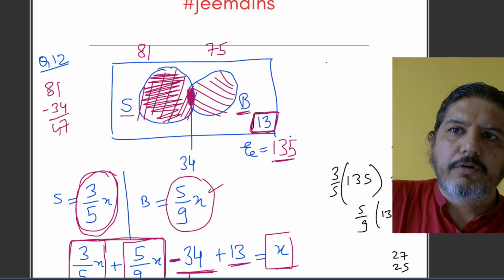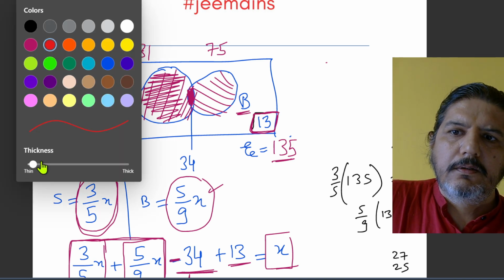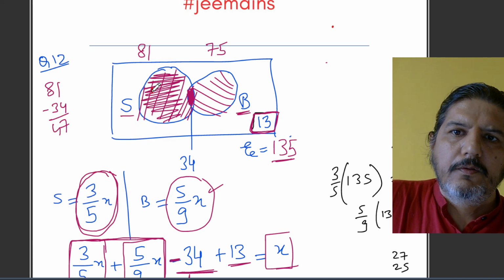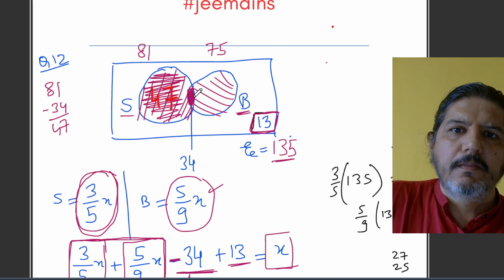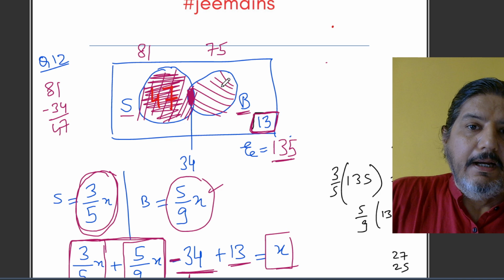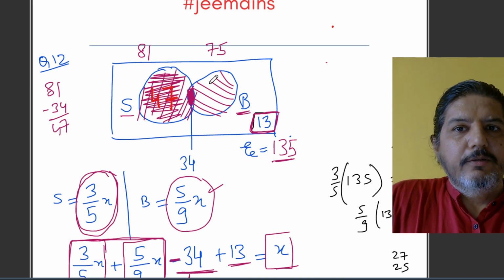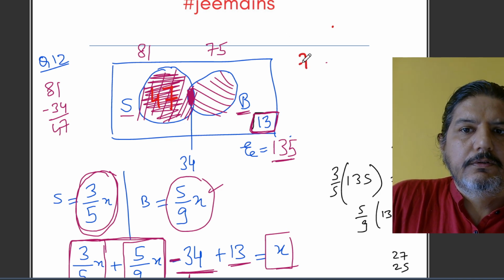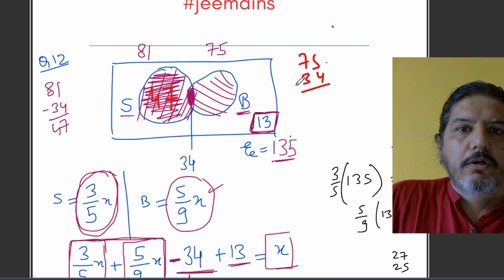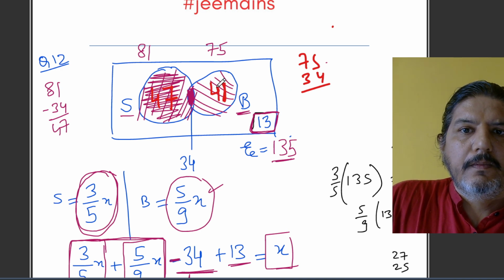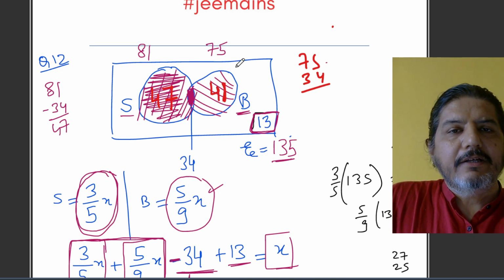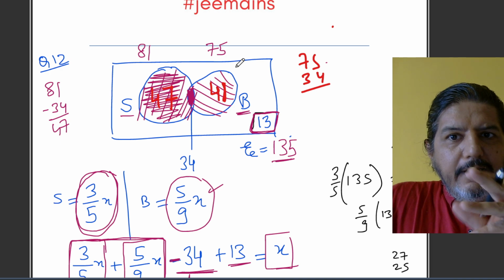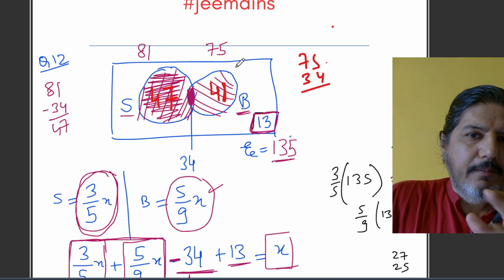So this will be equal to 47. And if I have to find people who like badminton only, then 75 minus 34. So these 41 people, they like exclusively badminton only. So 41 people like exclusively badminton only.